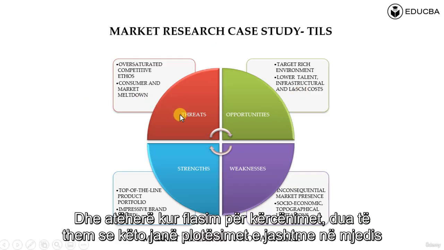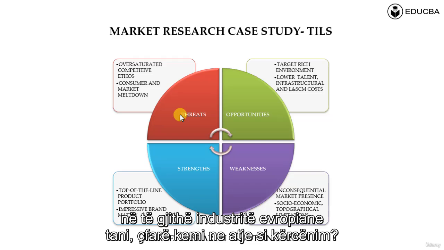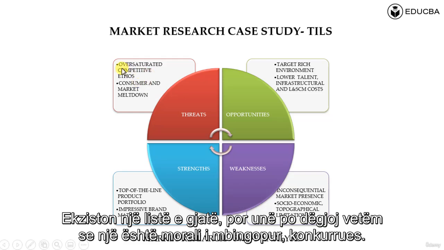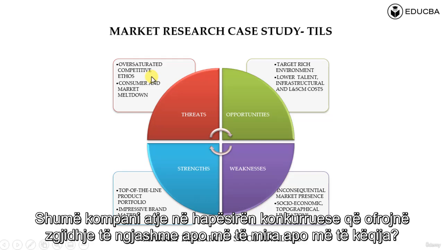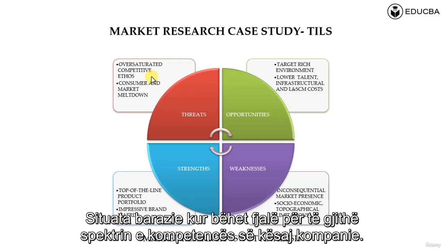And then when we talk about the threats, these are the external components in the environment that could cause trouble. They're the troublemakers for this business, which is the TILS penetration exercise across European industries, right? Now, what do we have out there as threats? There's a long list, but I'm just listing two. One is the oversaturated competitive ethos. Too many companies out there in the competitive space offering similar or better or worse solutions. Not exactly better. I mean, some are at par. Most of them don't have the entire parity situations when it comes to the entire competence spectrum of this company.